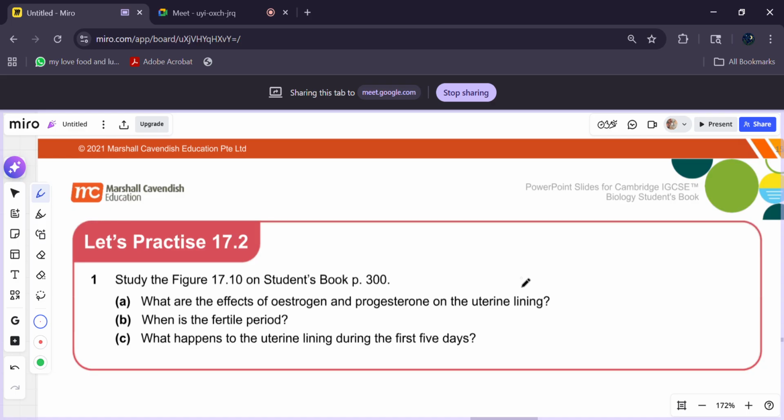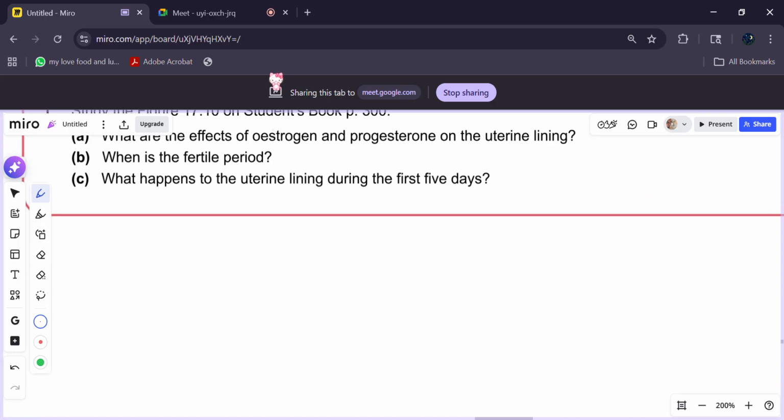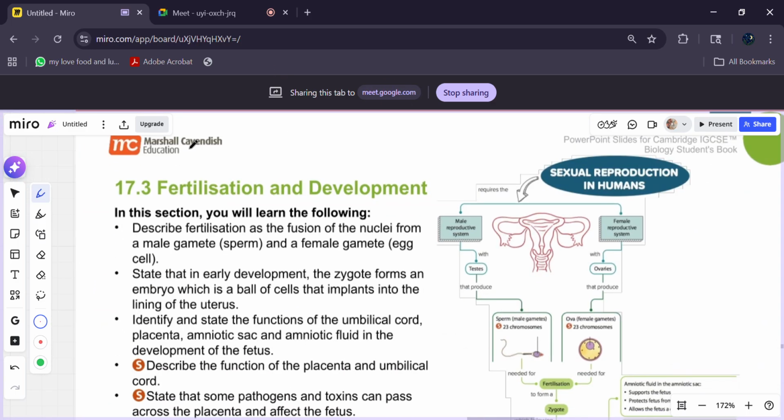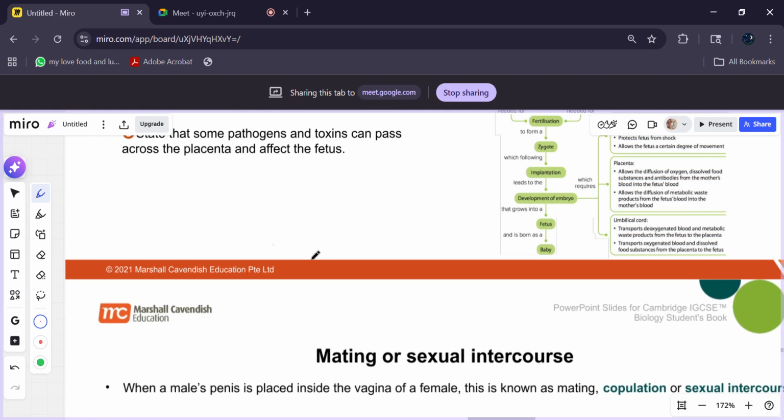Let's move on to the last and final section of this topic, which is 17.3, fertilization and development. Fertilization is the fusion of the nuclei of the male gamete and the female gamete, which are the sperm and the egg cell. We're also going to learn about the functions of the umbilical cord, the placenta, and the amniotic sac and fluid. We're also going to learn about pregnancy and how the baby forms.